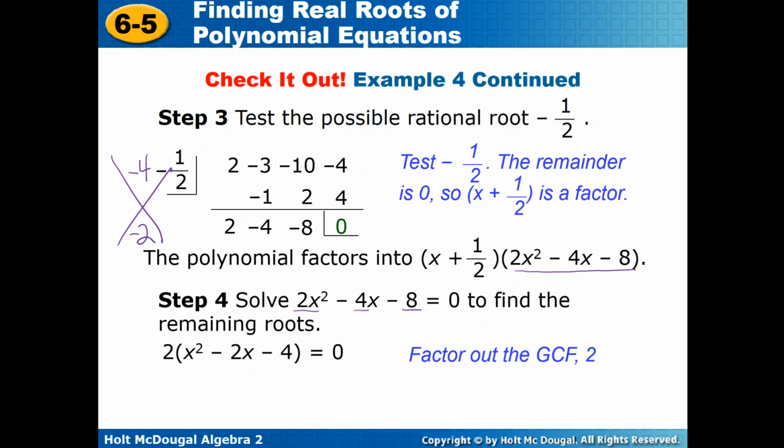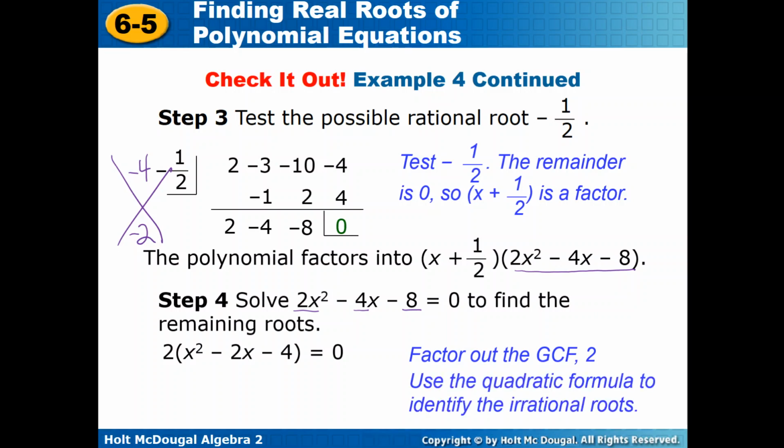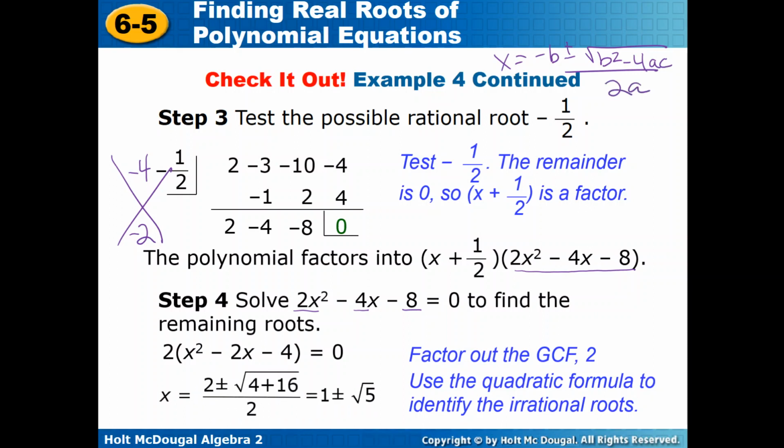And let's see. I don't think that I can, so we're going to use the quadratic formula then to identify the irrational roots. Remember, x equals -b plus or minus the square root of b squared minus 4ac all over 2a. All right, and I've already done it for you here. So I see that x is going to be 1 plus or minus the square root of 5.